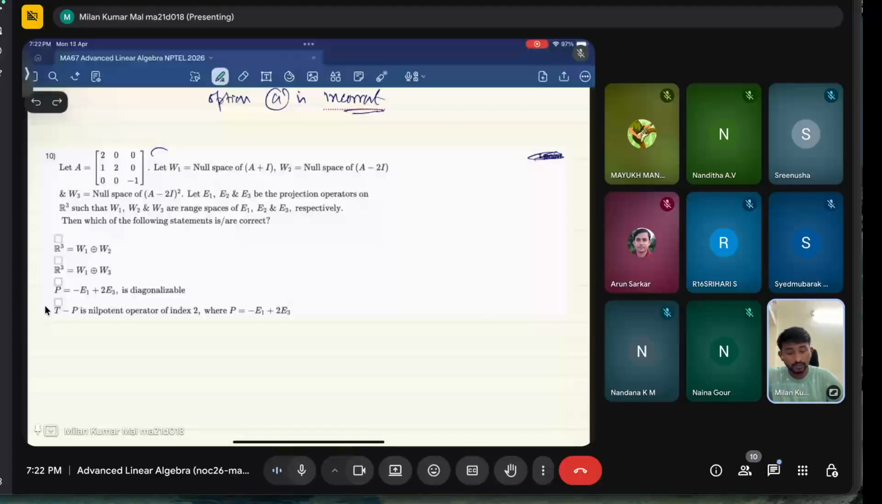Let W1 be the null space of A plus I, W2 the null space of A minus 2I, and W3 the null space of A minus 2I square. Let E1, E2, E3 be the projection operators on R3 such that W1, W2, W3 are the range spaces of E1, E2, E3 respectively. Then which of the following statements is or are correct?